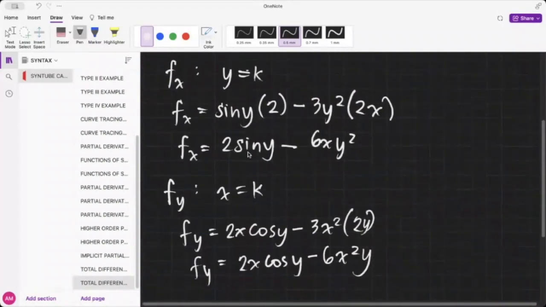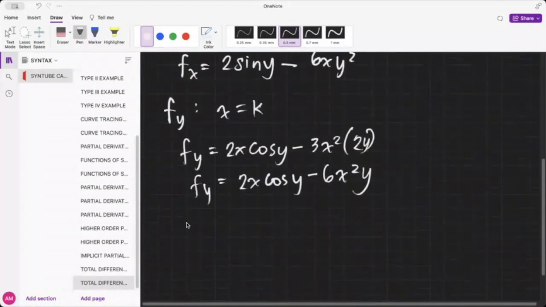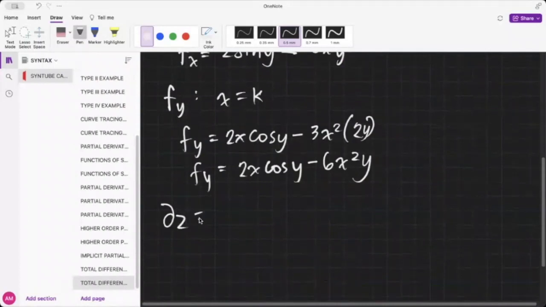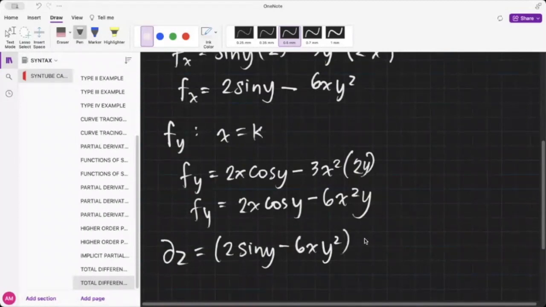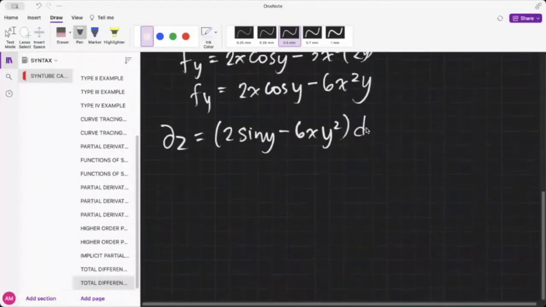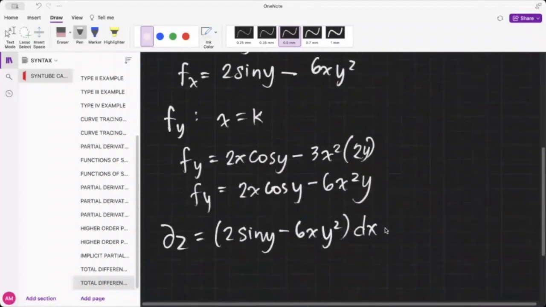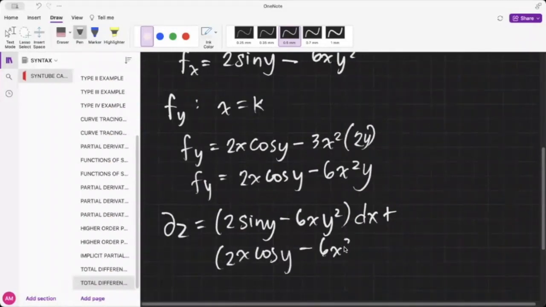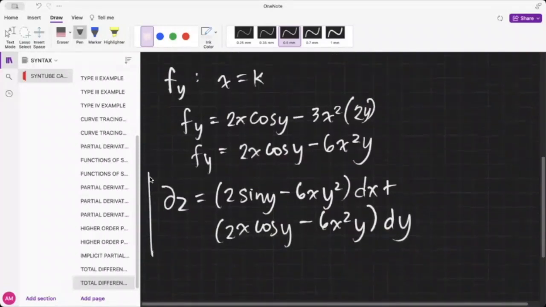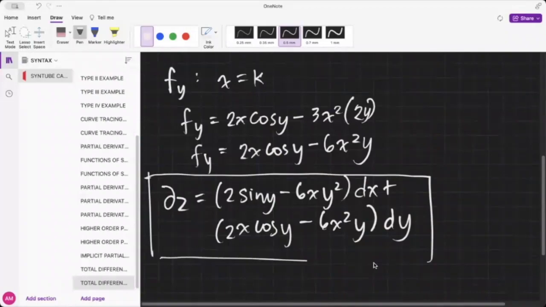You just plug this into our equation. So dz becomes, it's just that easy, 2 sine y minus 6xy squared dx plus, here below, 2x cosine y minus 6x squared y dy. And this is your final answer.